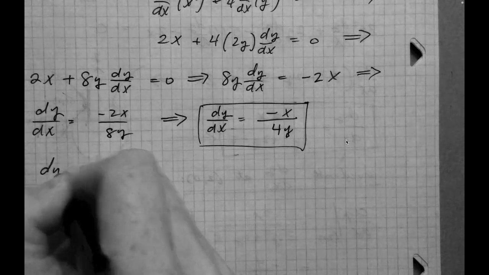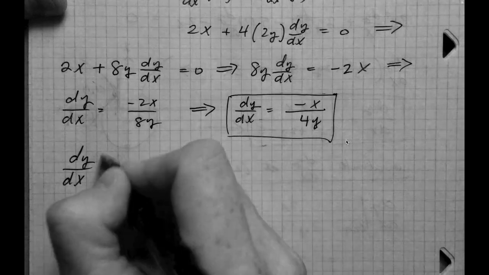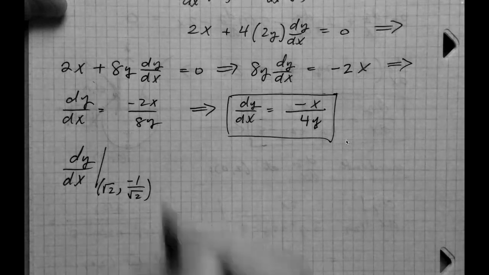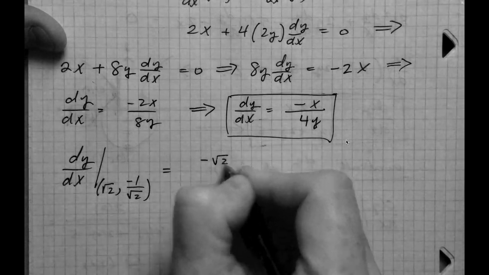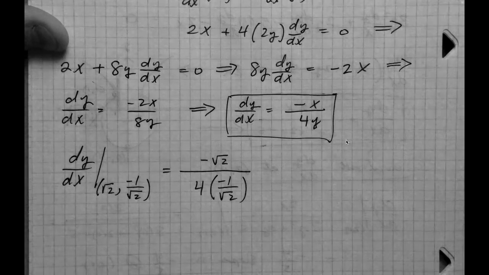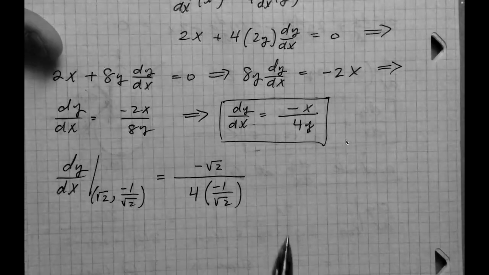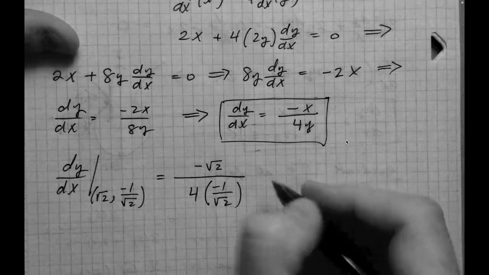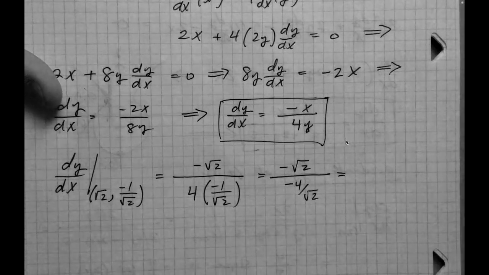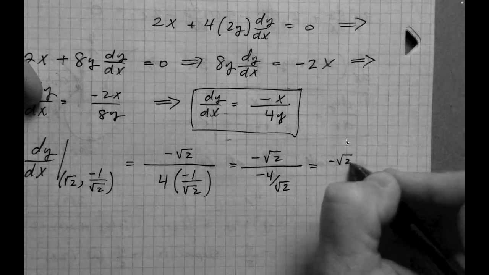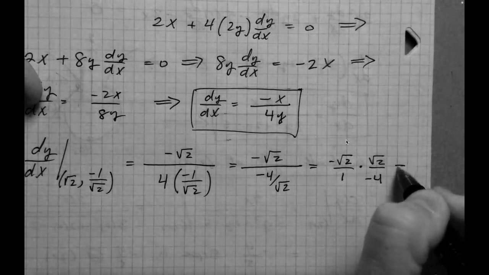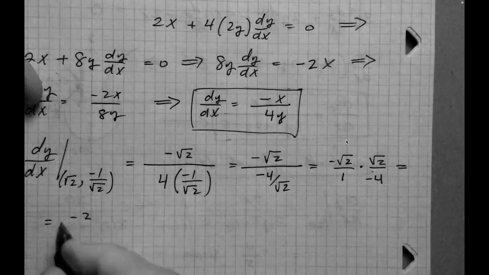So how do we do it? Well, we evaluate dy/dx at, and I'll just write this in here, square root of 2 comma negative 1 over square root of 2, like that. And so then it's going to be negative square root of 2 on the top, and then it's 4 times negative 1 over the square root of 2 in the denominator. Okay, and so we can do some simplification here. We can do negative 4 divided by the square root of 2, and then you kind of unwind this fraction of fractions. You would say negative square root of 2 over 1 times square root of 2 over negative 4, like so. And the top, you actually end up with a negative 2 there, divided by negative 4.